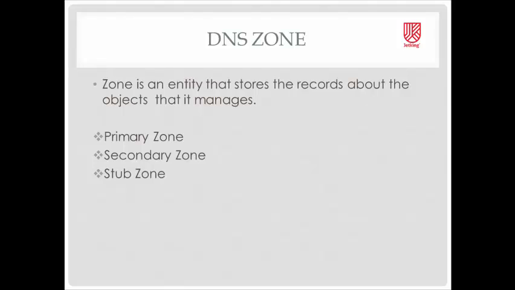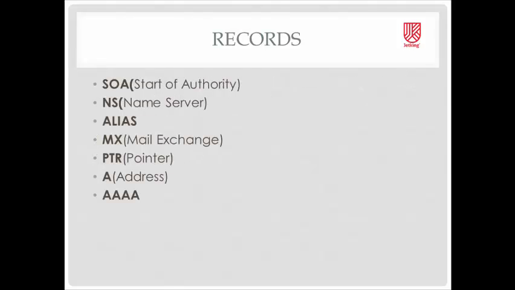As the zone holds the records, some of the records are start of authority record, name server record, alias record, mail exchanger record, pointer record, address record and the AAAA record. So now let us discuss each zone. The first one is the primary zone.